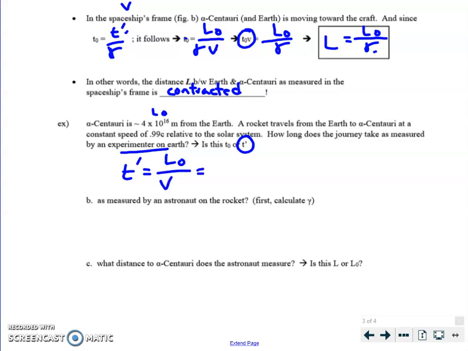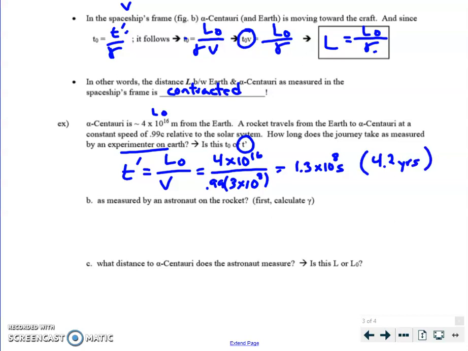So if we plug in the numbers, I trust you can do that. I'll just put in 4 times 10 to the 16th. Now, in this case, I do need the actual speed of light in meters per second. I can't just use a fraction of c. It's 0.99 c, which is essentially 3 times 10 to the 8th, right? The 0.99 is going to have very little effect, but I'll put it in there anyway. And when I do that, I get 1.3 times 10 to the 8th seconds. Okay? Now, let me convert that to years for you. That's about 4.2 years. And that's, in other words, that star is 4 light years away.